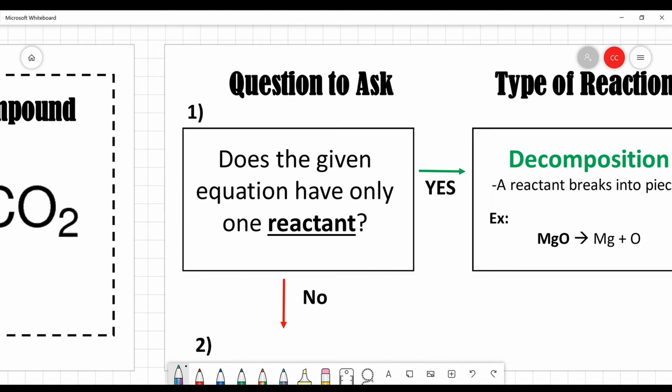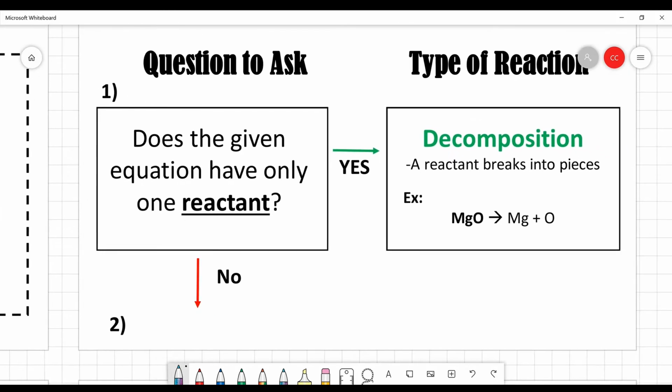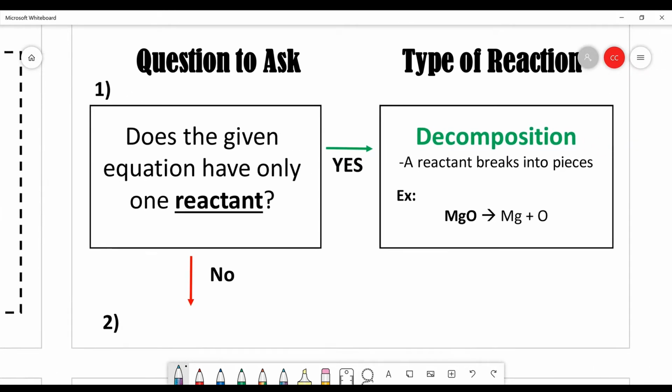So, the first type of reaction. Does the given equation have only one reactant? If the answer is yes, then it's going to be a decomposition. We're taking one compound and breaking it down into 2 different elements, or 2 different separate atoms. Remember, the definition of decomposition is to break down. So in a decomposition, we start with one compound and we wind up with 2 or more.